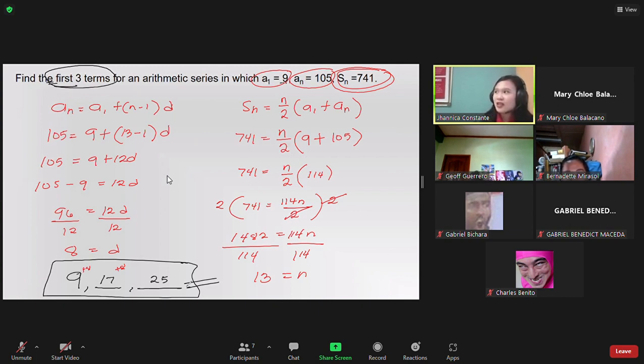As you can see, we use the two formulas, the formula for the arithmetic series and the formula for the arithmetic sequence, to solve for the first three terms of our sequence.